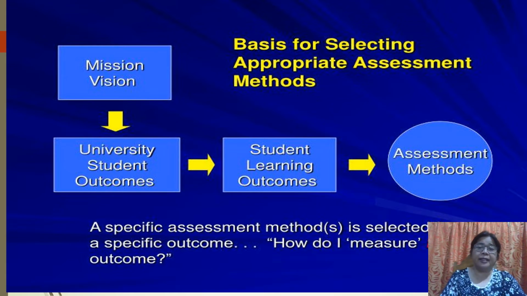Another basis for selecting an appropriate assessment method is the university student outcomes, the student learning outcomes, and then after this, we formulate our assessment methods. A specific assessment method is selected in such a way as to fit a specific outcome. So, before creating an assessment method, you should be able to answer this question: how do I measure student learning outcomes?